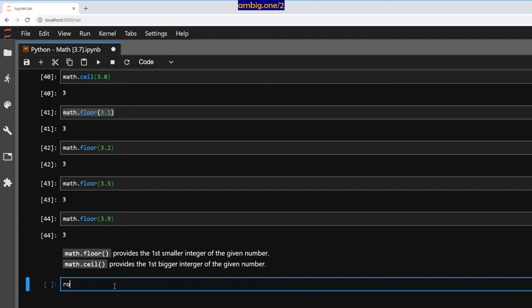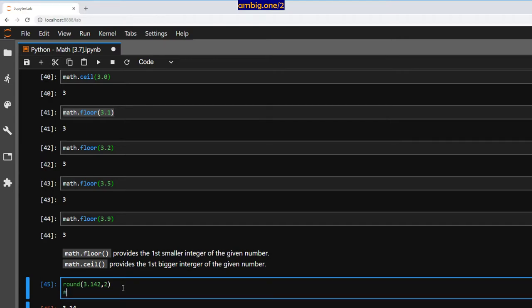Then what about round? Then we have round 3.142, 2. What did it do? It rounded off this number to 2 positions after the dot. So round(x, y) rounds a number x to the length y from the decimal point.